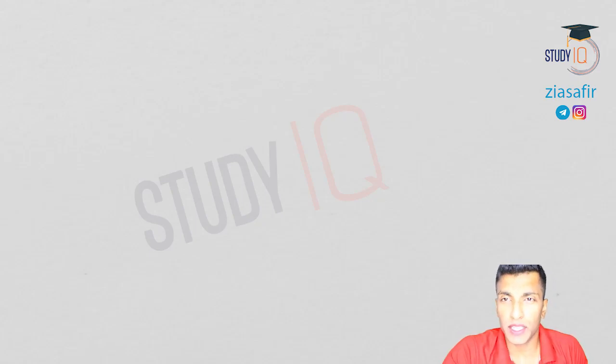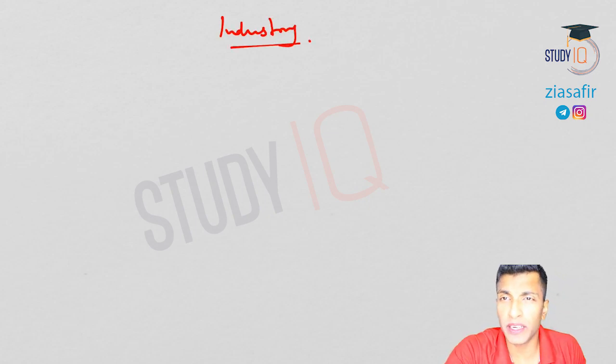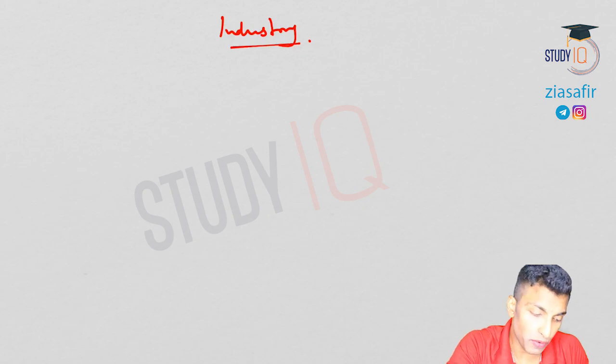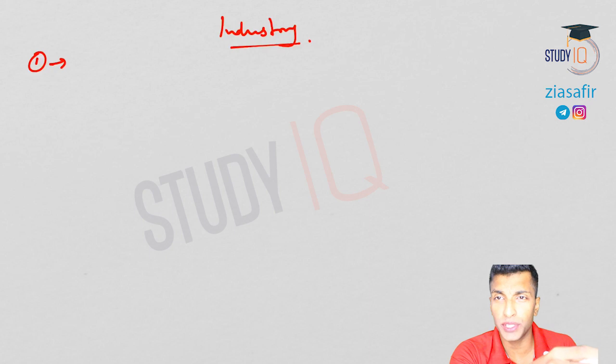So we will continue our discussion on economy. We are in the module industry, right? So I think so far we have completed 7 sessions in this particular module. In the first session, we discussed various industrial policies, from the 1948 Industrial Policy Resolution to the 1991 New Industrial Policy.